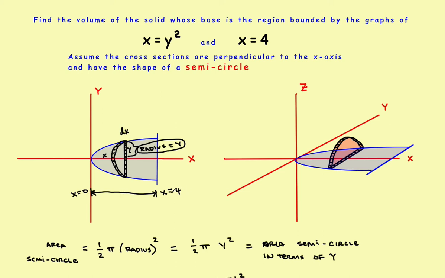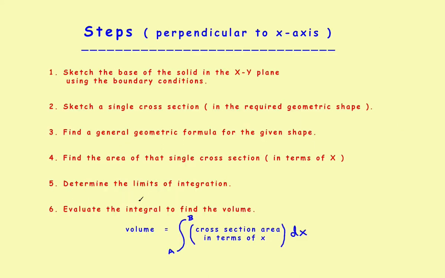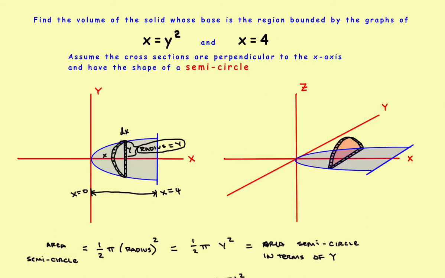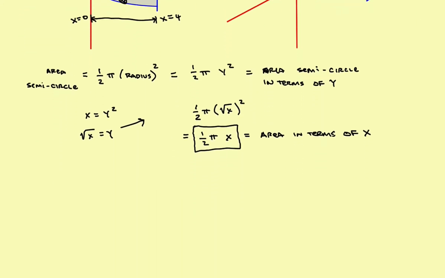So now it's just a matter of, let's go back to our steps again. The final step is to evaluate the integral to find the volume. For a single cross-section, the volume will be the cross-sectional area, and dx is the thickness of that cross-section. So when you multiply area times thickness, you'll get volume. And when you integrate it from a to b, you'll get the volume of the entire solid. So let's finally go ahead and evaluate the integral. We'll scoot this down just a little bit so we can see what's going on.